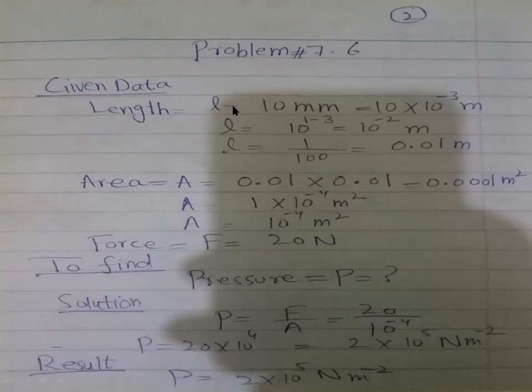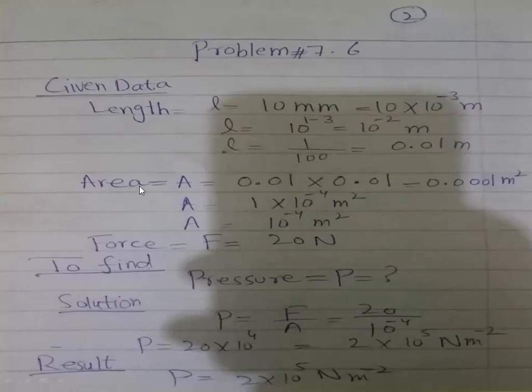So I have converted millimeter to meter, which is the SI unit of length. Length SI unit is meter. How? 1 divided by 100. So when this 10 to the power minus 2 goes down, it will be plus 2, 10 to the power plus 2, and 1 over 100 is equal to 0.01. If we divide 1 by 100, it will be 0.01 meter.